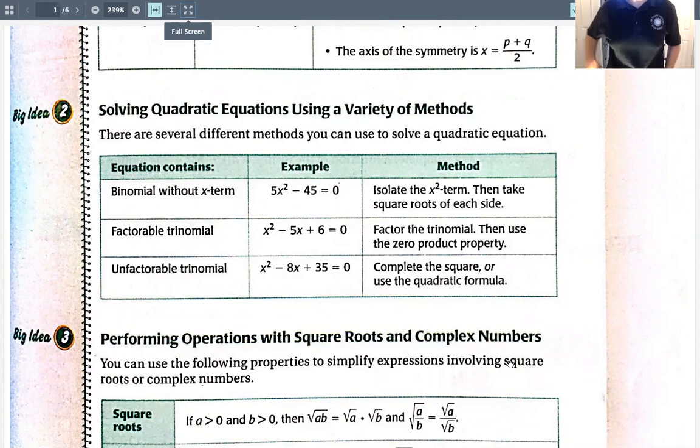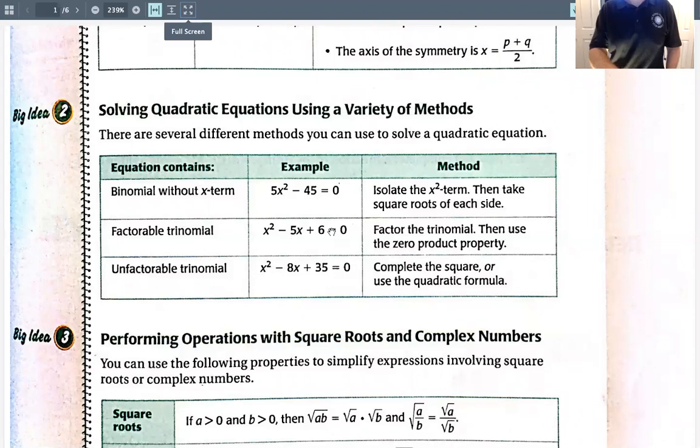Okay, there are several different methods you can use to solve a quadratic equation. Without an x term means there's no b. B is 0, right? So it says isolate the x squared term, then take the square roots of each side, is what they recommend. You don't have to, but I think that's simplest when you don't have a bx in there.